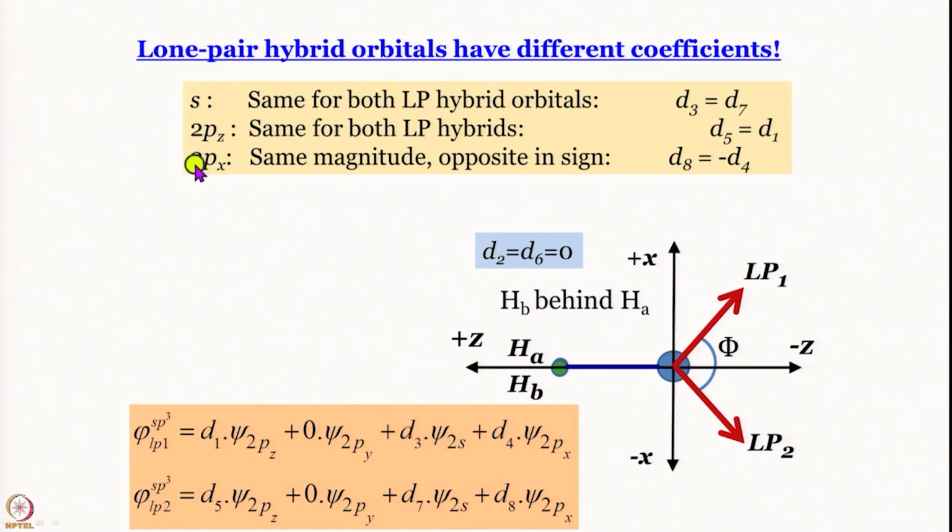Contribution of P was also the same. In this case, what will happen is contribution of S has to be same, contribution of Pz has to be same, contribution Px has to be same. That is what happened earlier also.